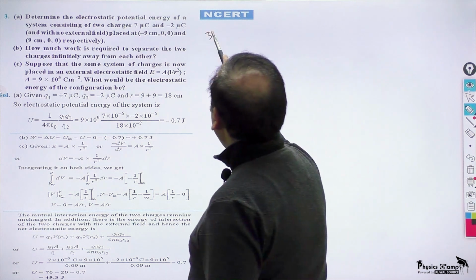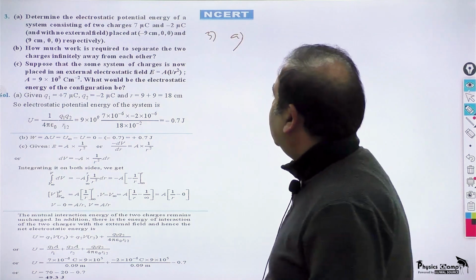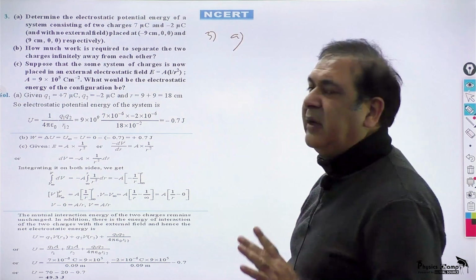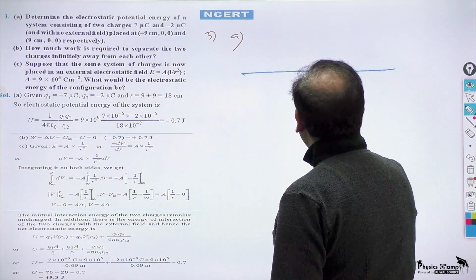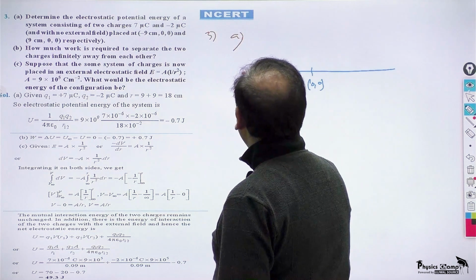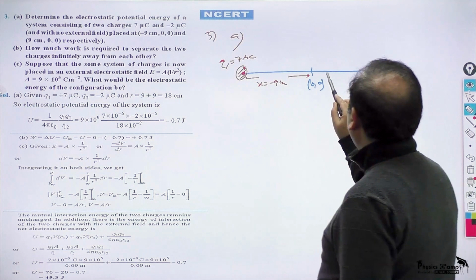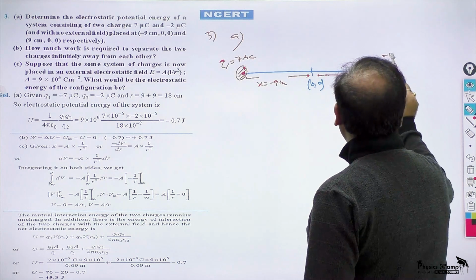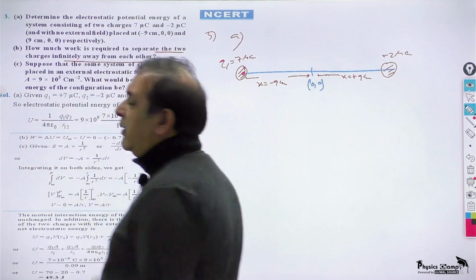Now question number 3 is about determining the electrostatic potential energy of a system consisting of two charges, 7 microcoulomb and minus 2 microcoulomb, placed at minus 9 and plus 9 respectively. So on this axis, here may be the origin. At minus 9 centimeter you have a charge of 7 microcoulomb, and at plus 9 centimeter you have another charge of minus 2 microcoulomb. How much work is required to separate the two charges infinitely far away from each other?